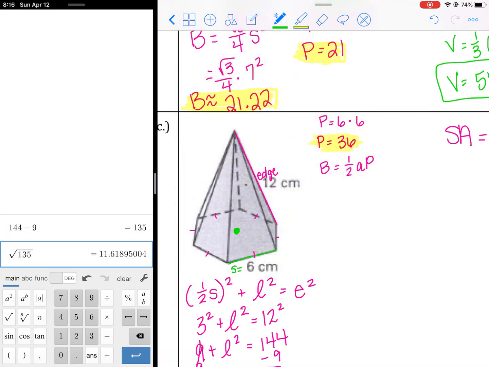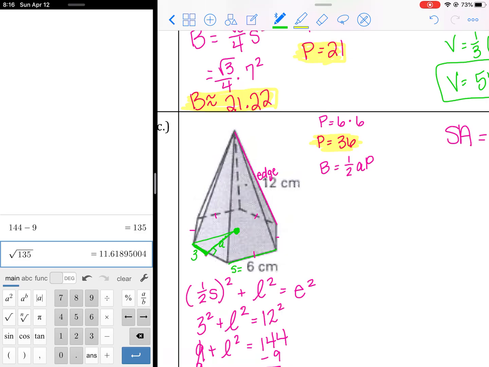So I start by locating the center point. Then I'm going to take this center point out to the edge. So this is going to be perpendicular, and what that does is it cuts this edge in half. So I'm looking at half of that. So this little side length, if the whole edge was 6, this will be 3. So I made a little right triangle here.